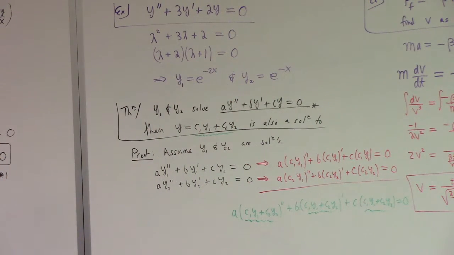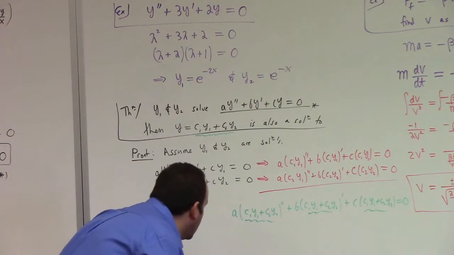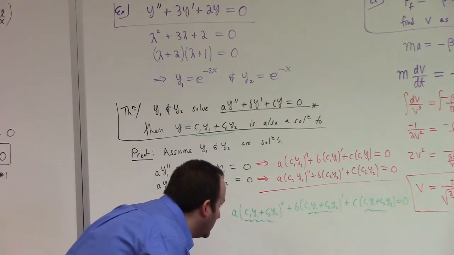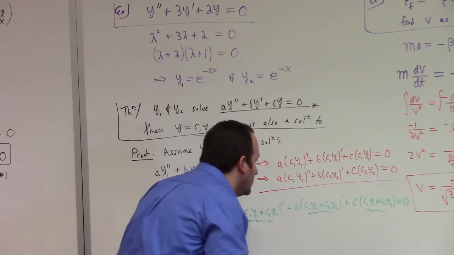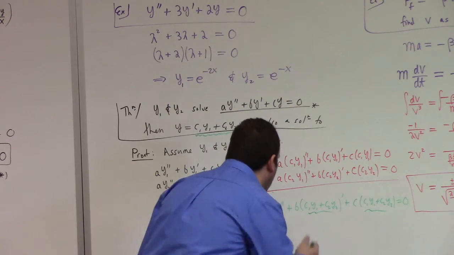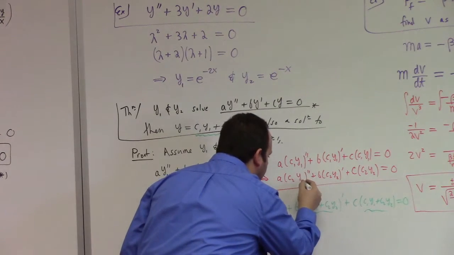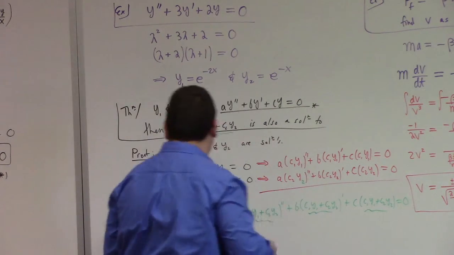Yeah? In the second equation, c2y1. Oh, yeah, that was definitely supposed to be a 2. Sorry about that. Right.